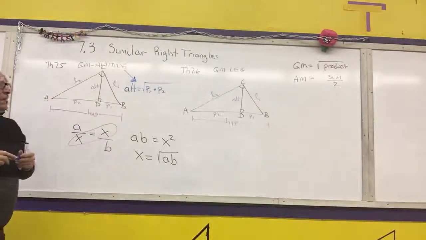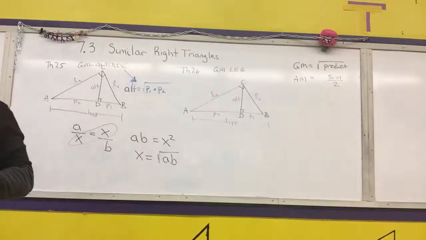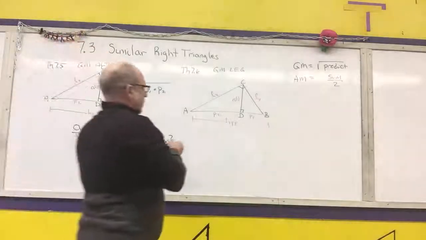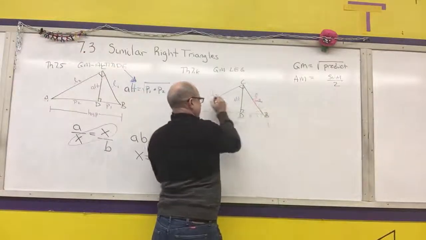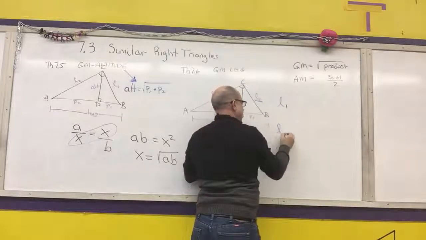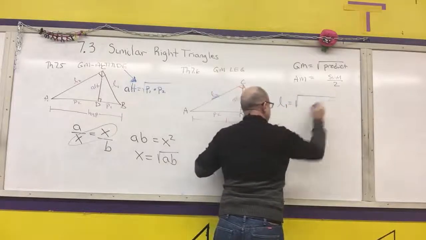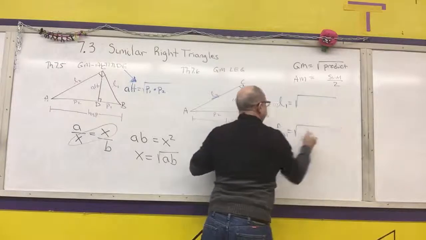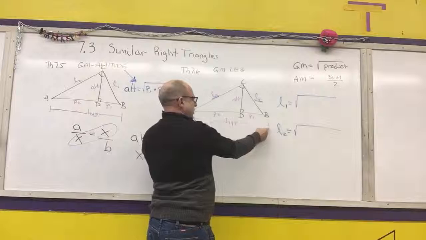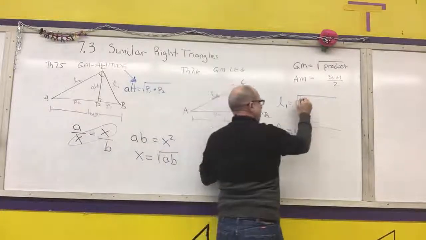So the geometric mean leg theorem states the length of each leg of a right triangle is the geometric mean of the lengths of the hypotenuse and the segment that the hypotenuse is adjacent to. So these are the two that I'm going to write geometric mean statements for. The length of the leg, they said, is the geometric mean of the length of the hypotenuse and then the piece it touches.